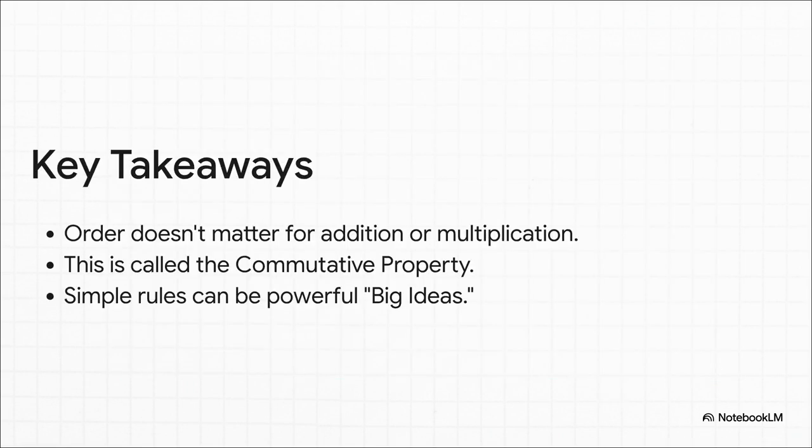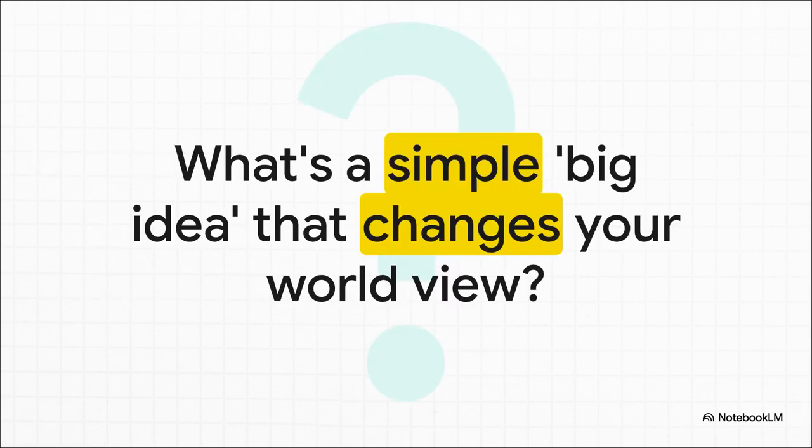So let's do a quick recap of this whole journey. We saw that for adding and for multiplying, the order doesn't change a thing about the final result. We learned that this cool rule has a name, the commutative property. And maybe most importantly, we were reminded that sometimes the simplest rules are actually the most powerful, big ideas out there. And that kind of leaves us with one last thing to chew on.